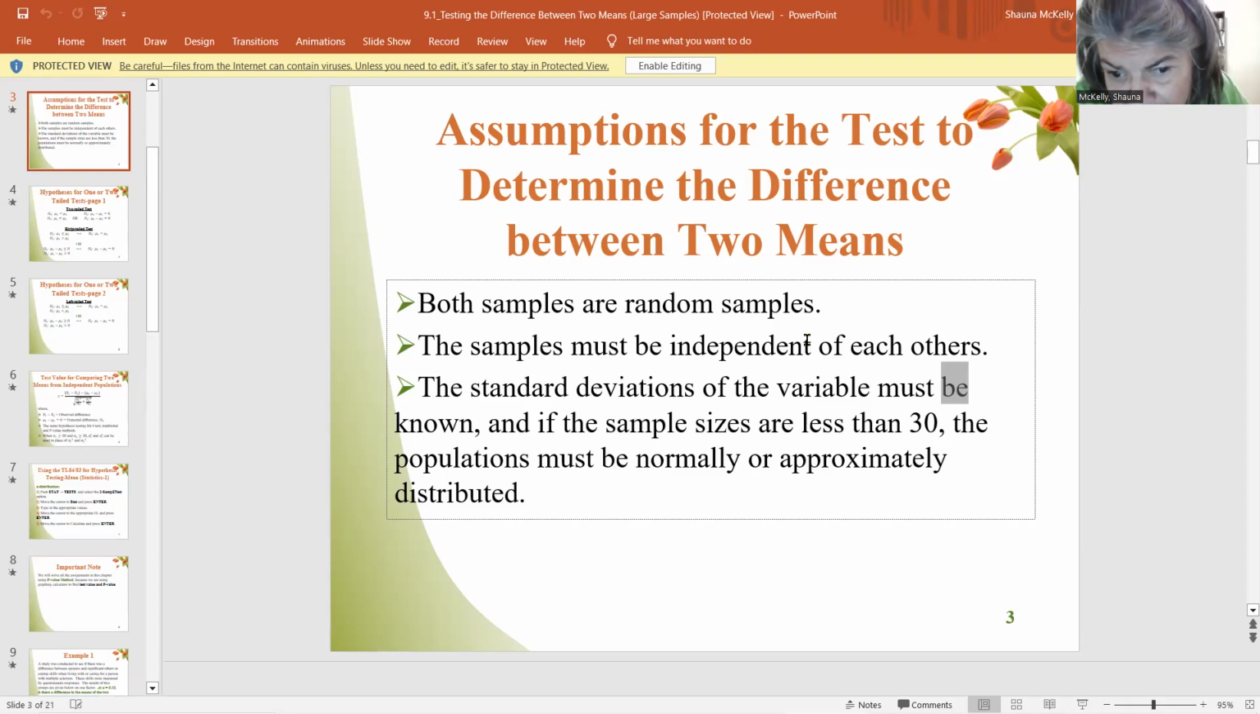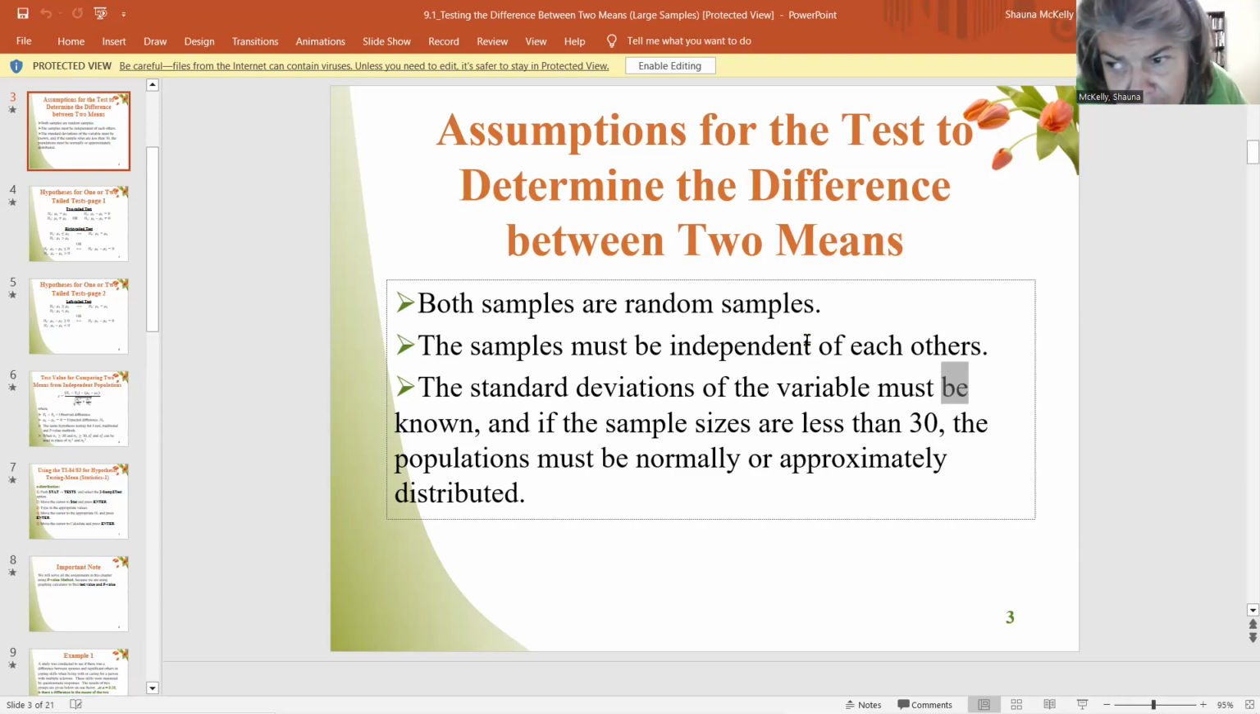And the standard deviations of the variable must be known. So we have to know sigma 1 and sigma 2. And if the sample sizes are less than 30, then the populations from which those samples are drawn must be normally or approximately normally distributed. So we have to be able to assume that we have a normal distribution somehow, or it won't work.